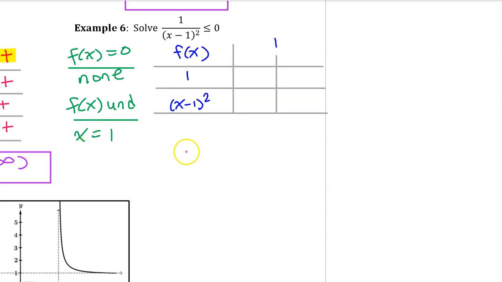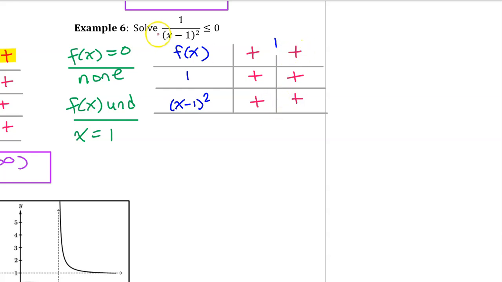Sign chart. Set up the sign chart like this. We have a row for every factor, and we have a vertical line at our one critical value x equals 1. The first row, the constant of 1 is always positive, so just put plus in both intervals, and the factor of x minus 1 squared is also always positive. Because it's being squared, it's going to turn even a negative number positive, which means the overall sign of f of x will be positive in both intervals.